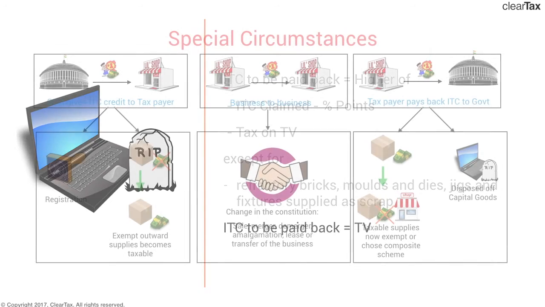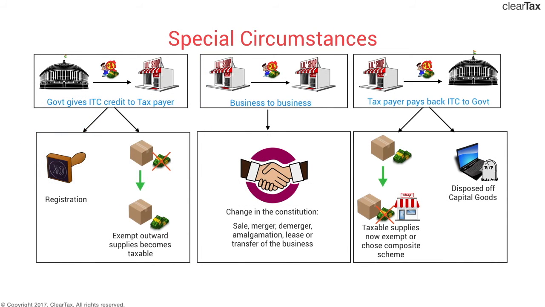And so these were the 5 special circumstances under which transfer of input tax credit from taxpayer to government, vice versa from one taxpayer to another taxpayer would occur. Registration, exempt now taxable, change in constitution, taxable now exempt or composition scheme, and disposal of capital goods. So in this section, we've understood the 10 conditions for receiving input tax credit, and we've also seen the 5 special circumstances for transfer of input tax credit.